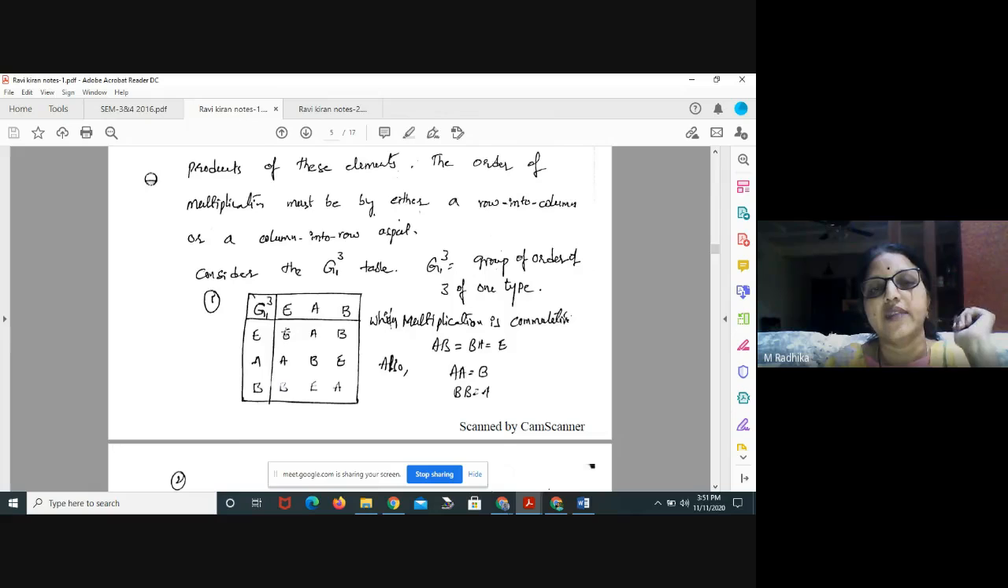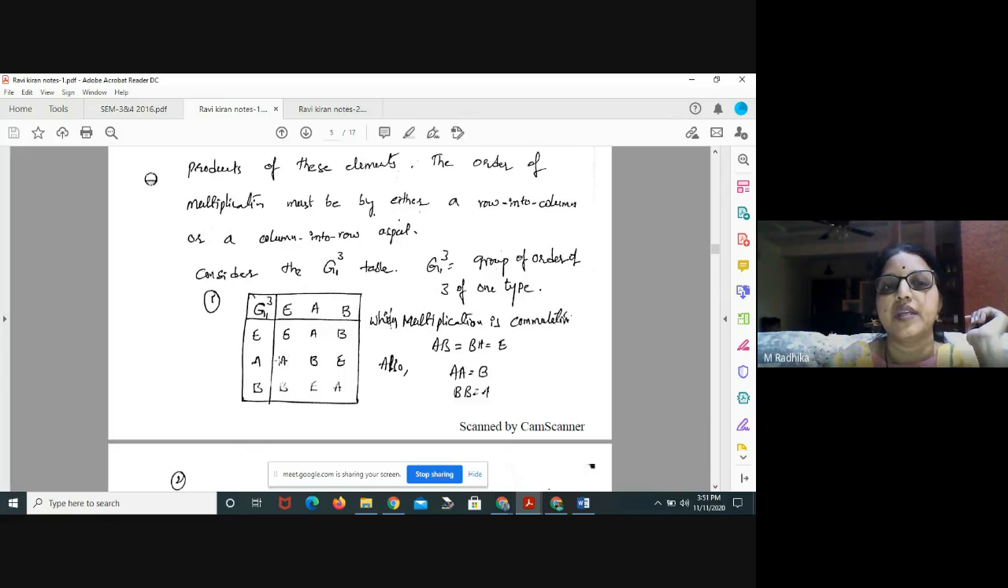Just see here, what will I do? I will do the multiplication of the column into row. We'll just follow the same order, column into row. So E into E, we know that identity rule. So that's why I've just given you the rules till now. Anything multiplied by identity, I will get the same element, right? That was the identity rule. So E into E is E, E into A is A, E into B is B.